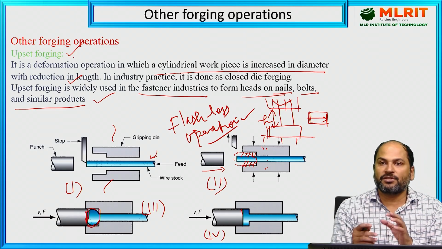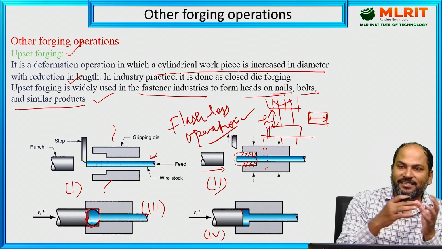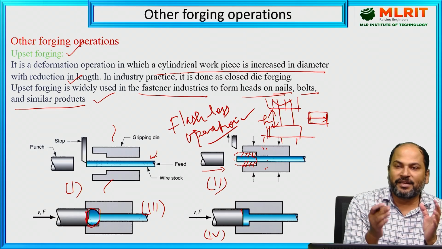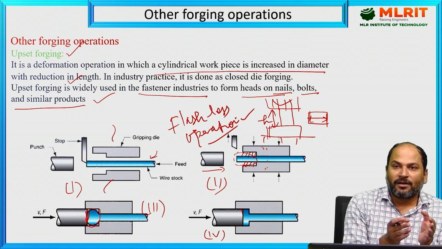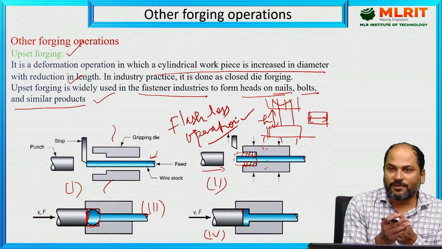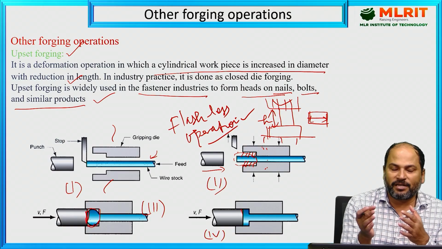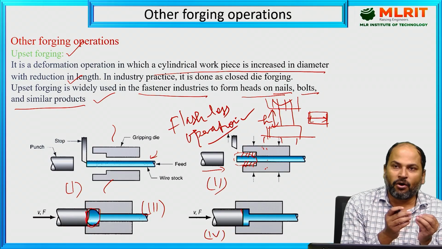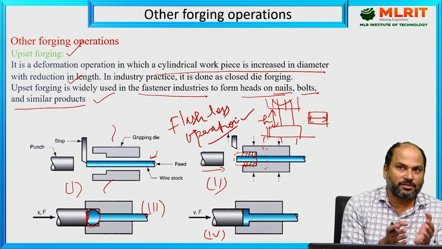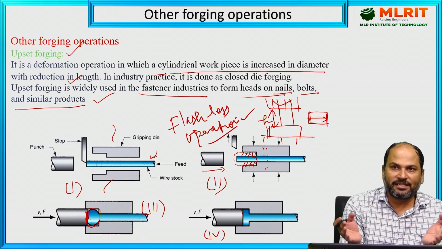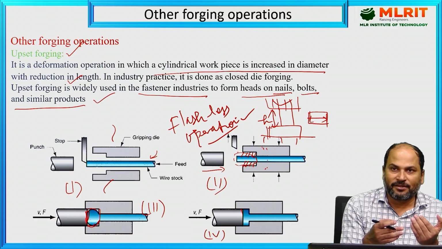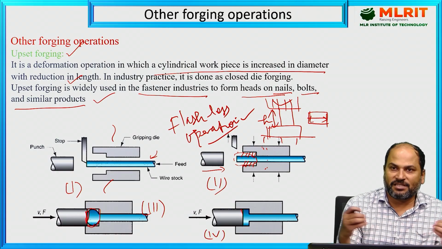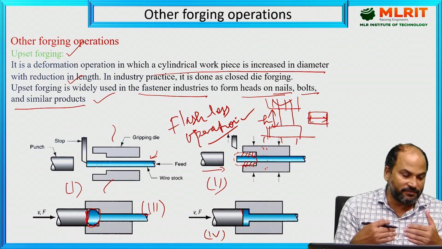So offset forging simply means we are increasing the cross sectional area and we are decreasing the length. As we know, volume is constant during the deformation. It doesn't matter whatever the metal forming process we are using, in all the processes, volume will remain constant. So if one dimension is increasing, obviously to compensate that, the other dimension will decrease. So here the cross sectional area is increasing, obviously length will decrease.